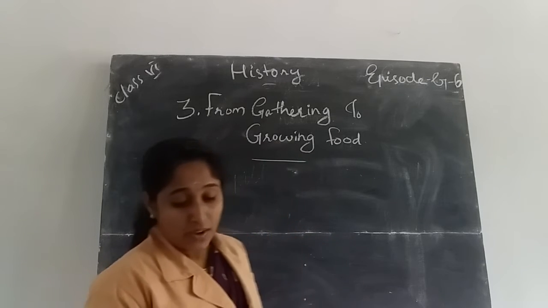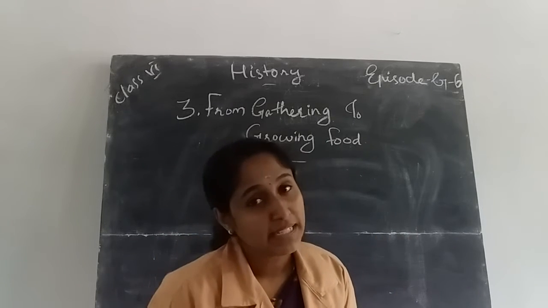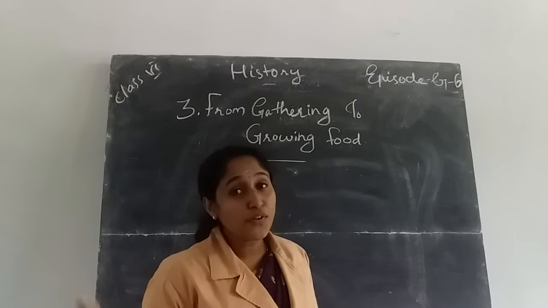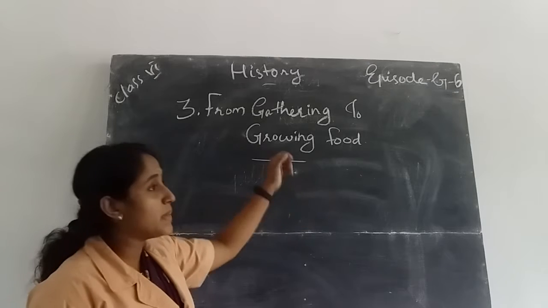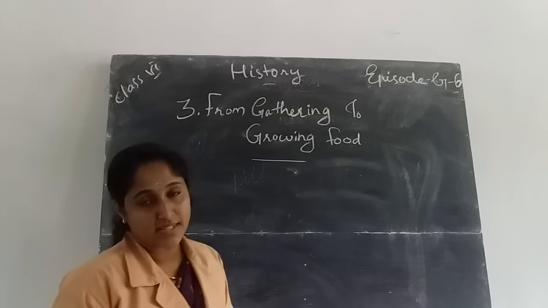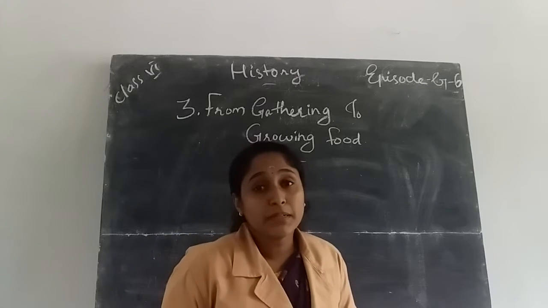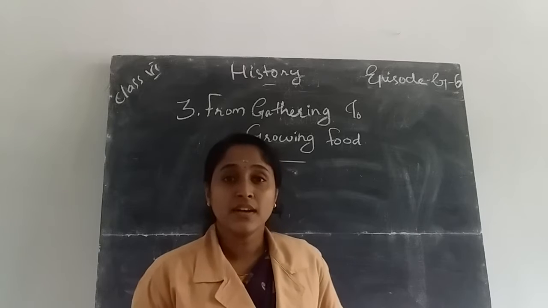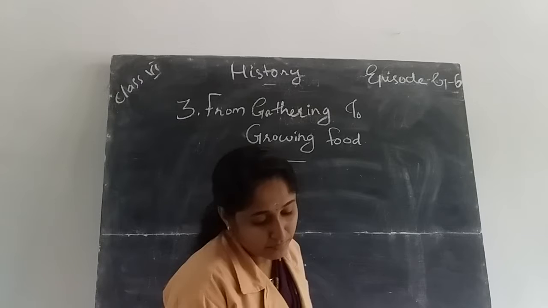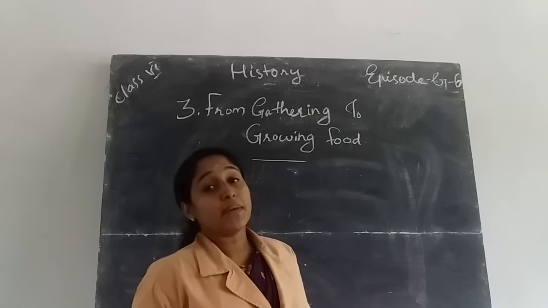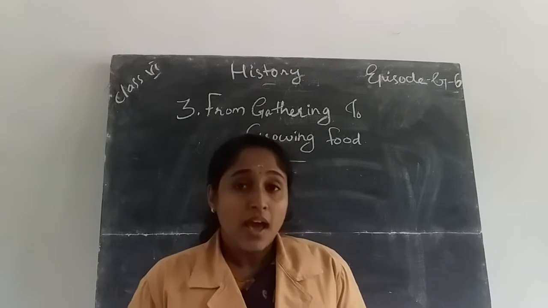Early human beings are food gatherers. Then how did early human beings start agriculture? How did they become farmers, and how did they begin to raise animals? This chapter discusses these concepts: the beginning of farming and herding.